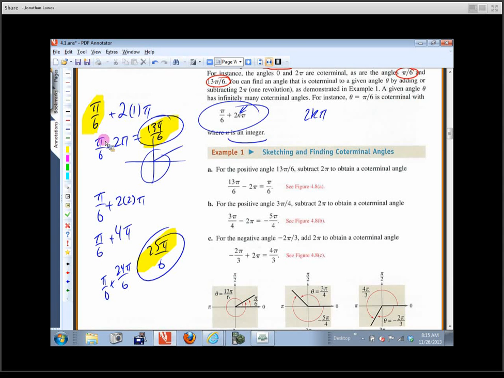Now, is the only thing I could do to make a coterminal angle to go another revolution in the clockwise direction, in the positive direction? No, I could also go in the other direction. So I could take this and I could say, you know what?